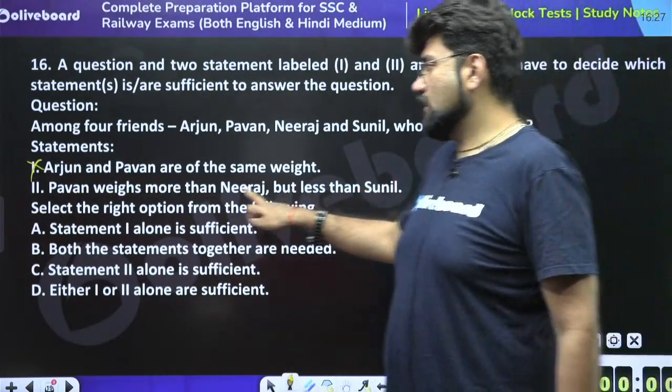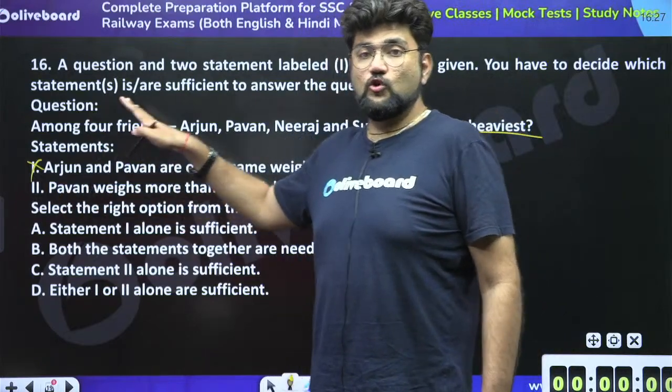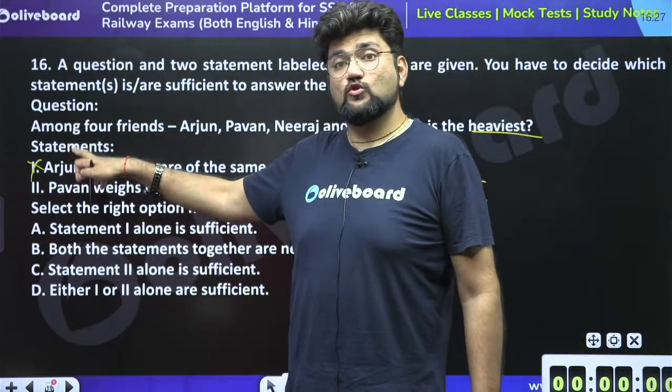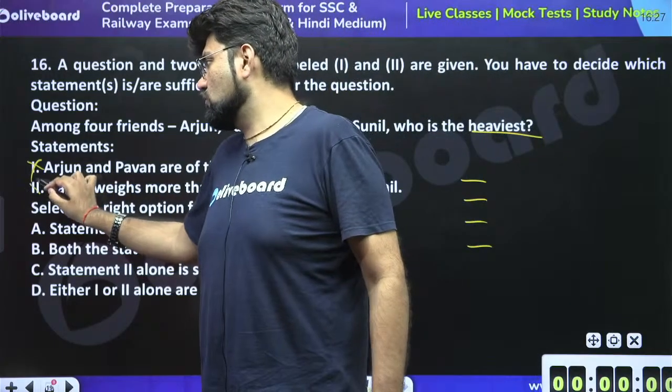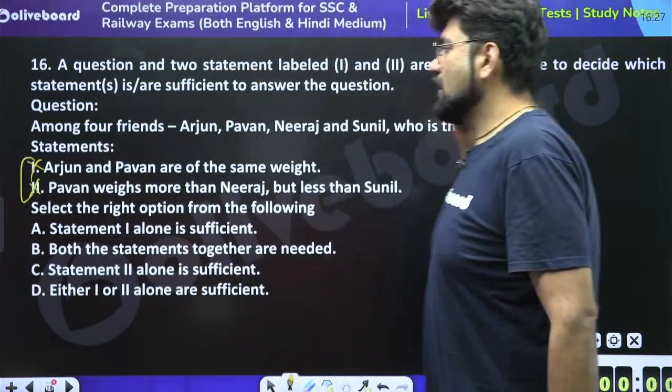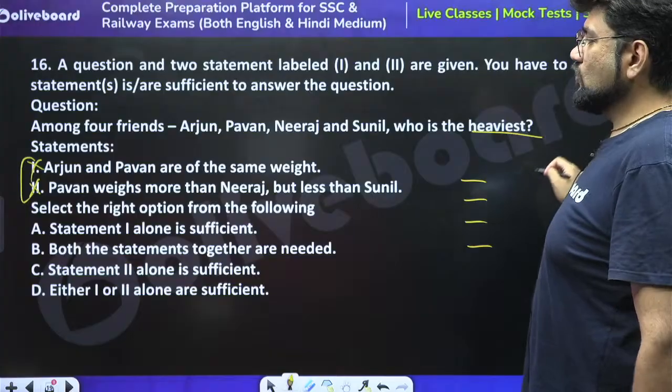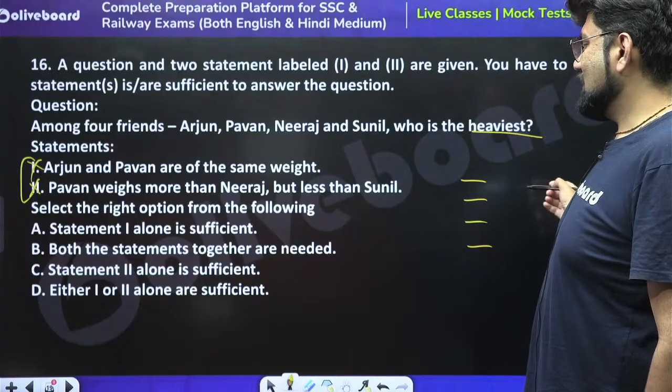It's only giving you data about 3 people. Do not assume Pawan's weight to be equal to Arjun now. It was gone in the first statement. Now forget about it. In the second statement alone, it's not possible. But the moment you take both of them, now you know that Pawan weighs more than Neeraj but less than Sunil.